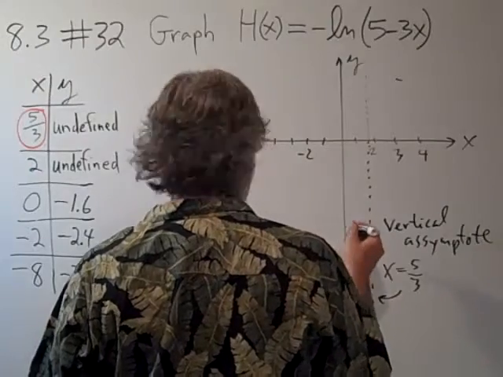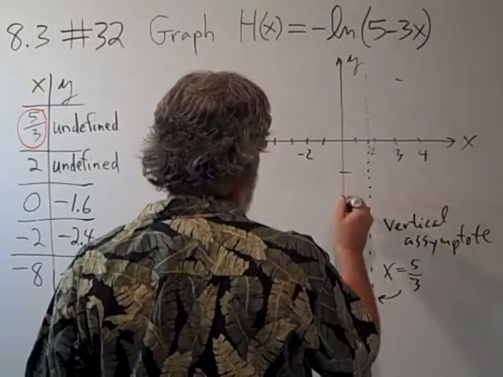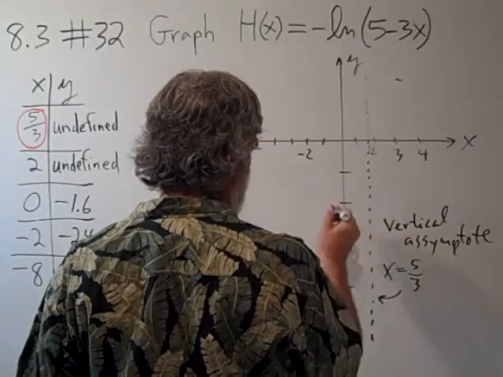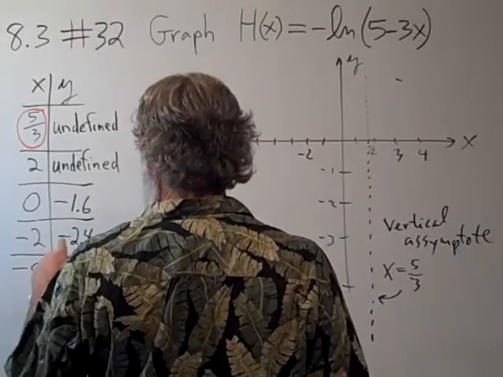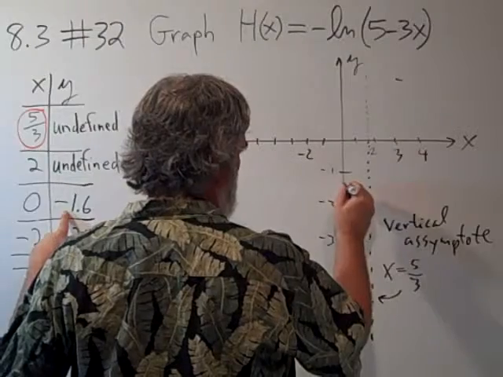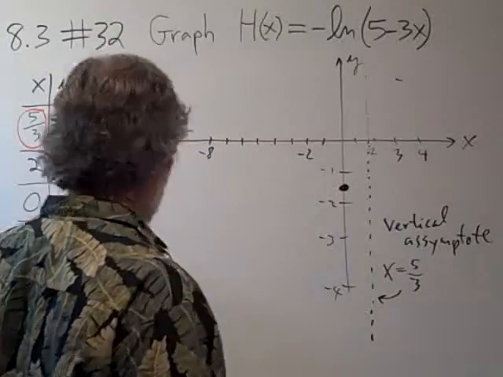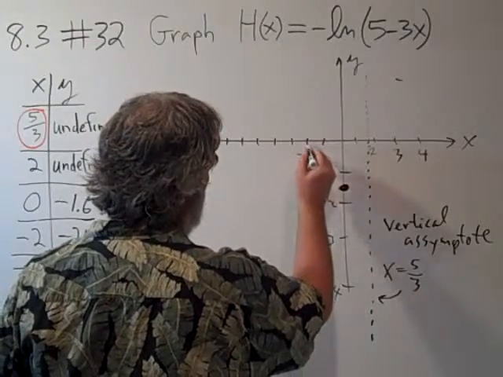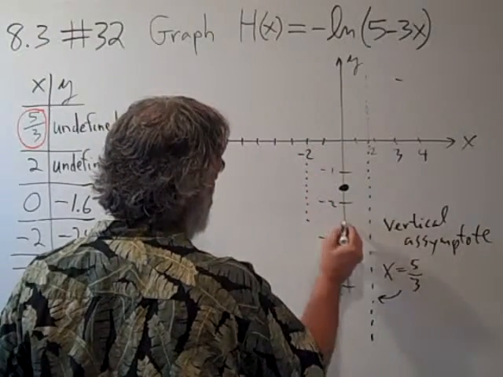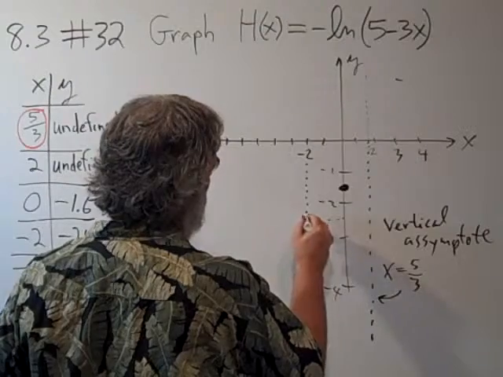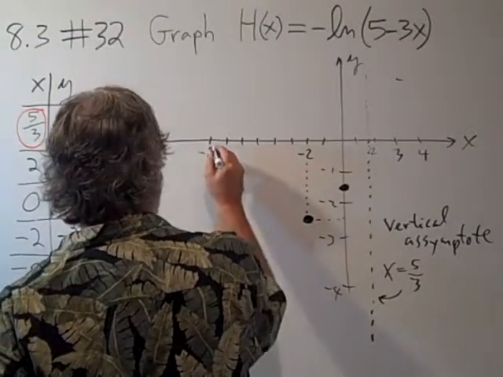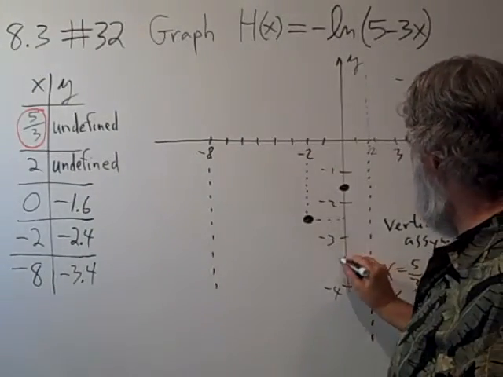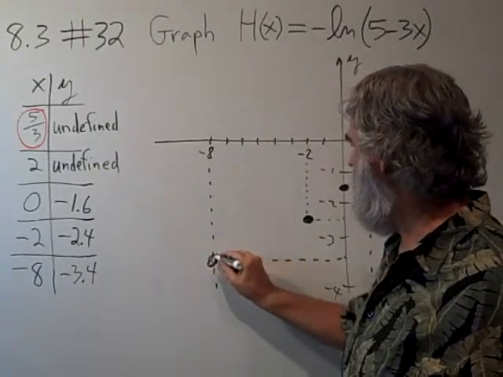So we go down to negative 3.4, so this is negative 1, negative 2, negative 3, negative 4. So at 0 we go negative 1.6, that's about here, the y-intercept. At negative 2 we go down to negative 2.4, which is about here. And at negative 8 we go down to negative 3.4, it's about here.